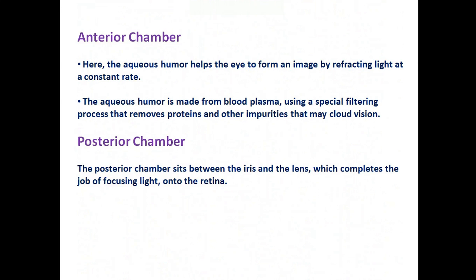Anterior chamber. Here the aqueous humor helps the eye to form an image by refracting light at a constant rate. The aqueous humor is made from blood plasma, using a special filtering process that removes proteins and other impurities that may cloud vision. Now the posterior chamber. The posterior chamber sits between the iris and the lens, which completes the job of focusing light onto the retina.